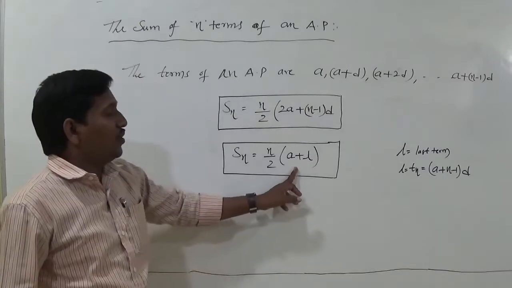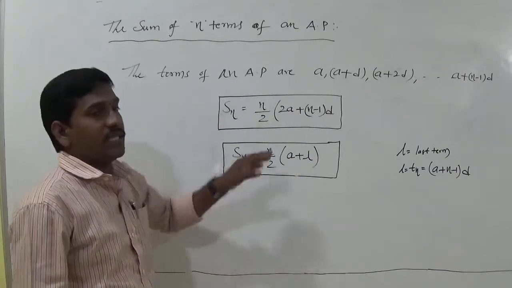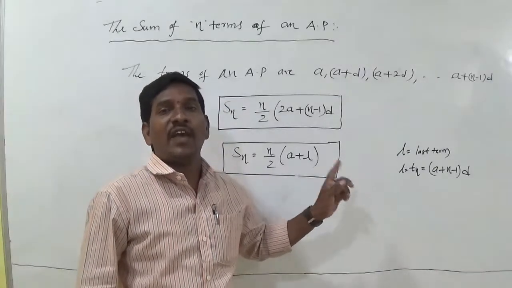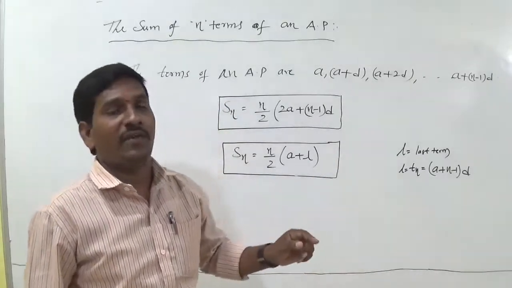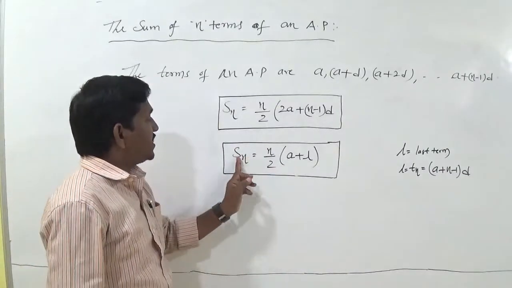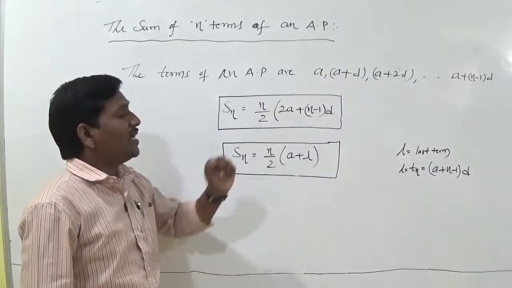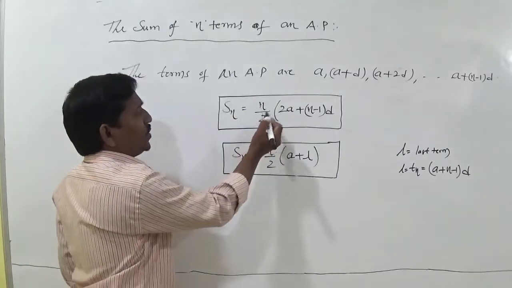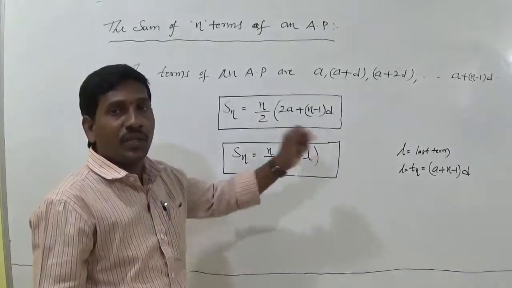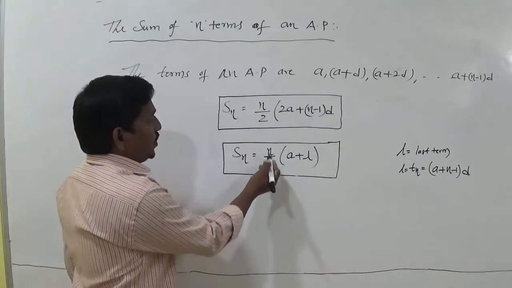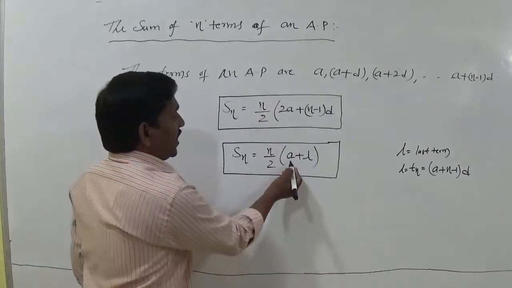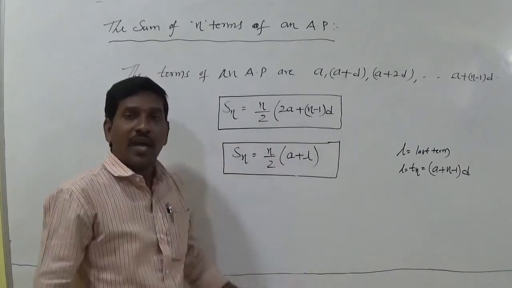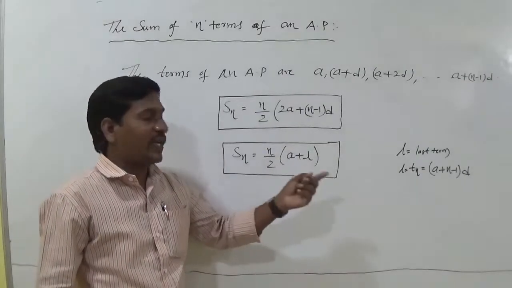When is it useful? When only the first term a and last term l values are given in the progression, and n is also given, you can use Sn equal to n by 2 into (a plus l). There are two formulas: Sn equal to n by 2 into (2a plus (n minus 1) into d), and Sn equal to n by 2 into (a plus l). Here a means first term, l means last term. When n, a and l values are given, you can use this formula.